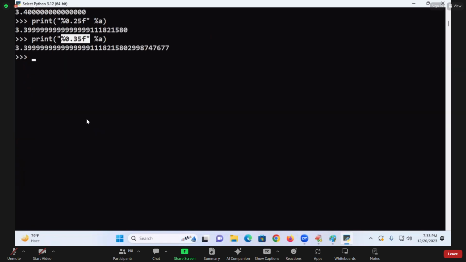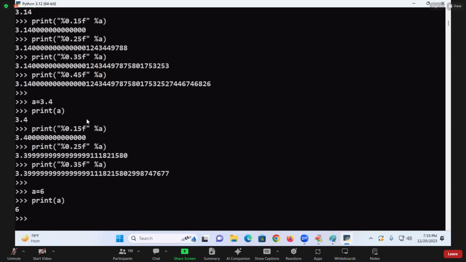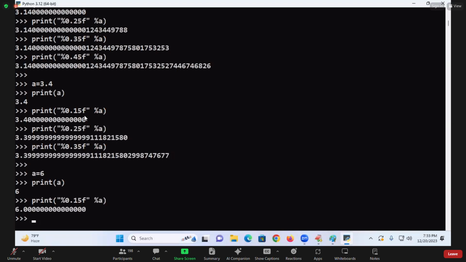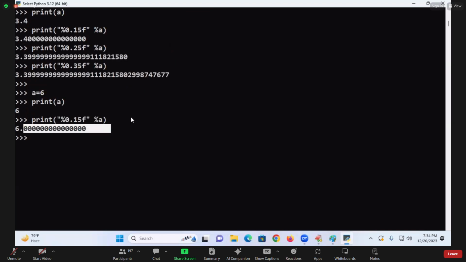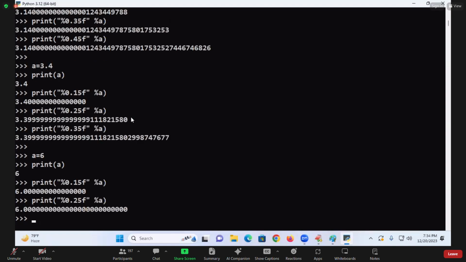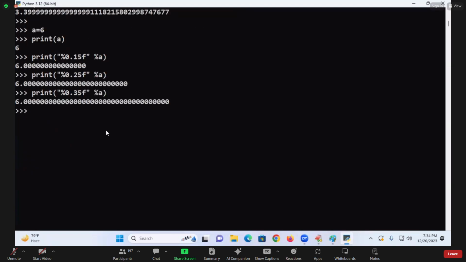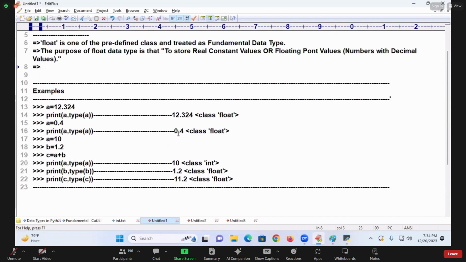But when I say A is equal to 6, print of A, it is 6. And when you say 15 of 6, 6 remains 6 only. When I say 25, 6 only will be available. When you say 6.35, still it is available like that only. So integers will have a fixed nature and floating point will have a variable nature. Just keep this point in mind. Further, I will take care of that. Are you able to get my points?